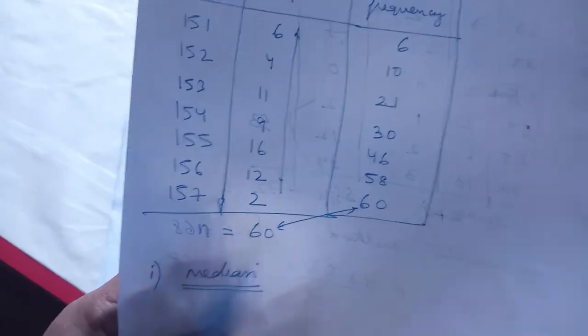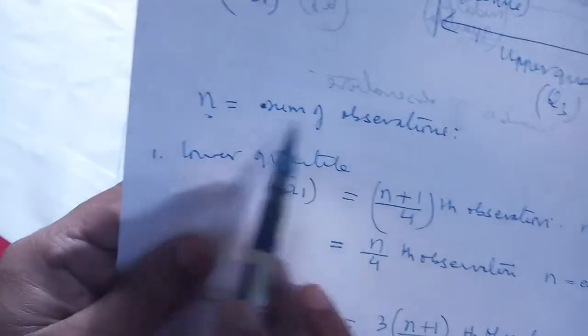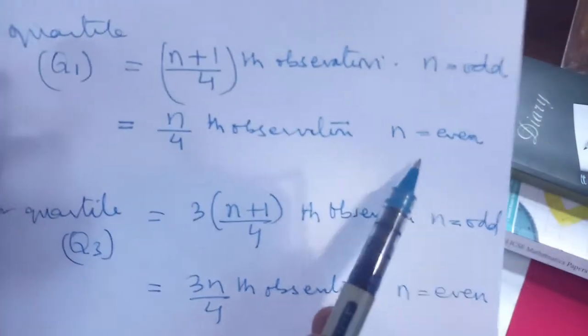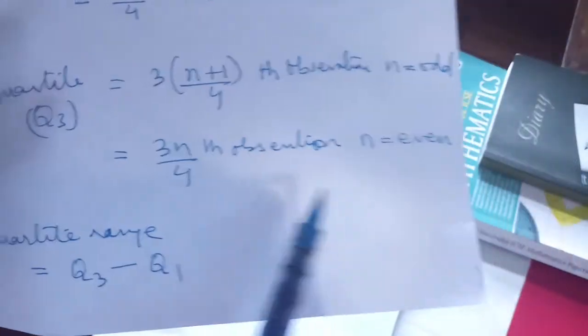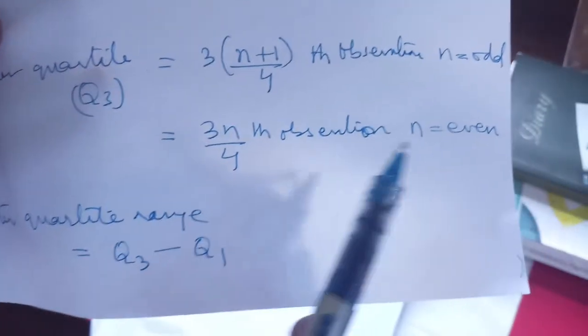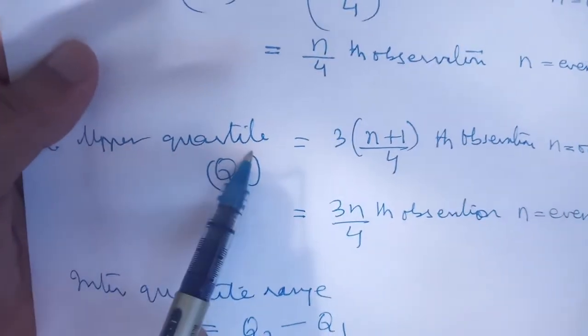If you look at the value of n, it is 60. So we have just got the formula. Six, this is the sum of observations, so it is even. So this formula will be applied in the lower quartile, and 3n by 4 will apply in the upper quartile. But before that we have to find the median.